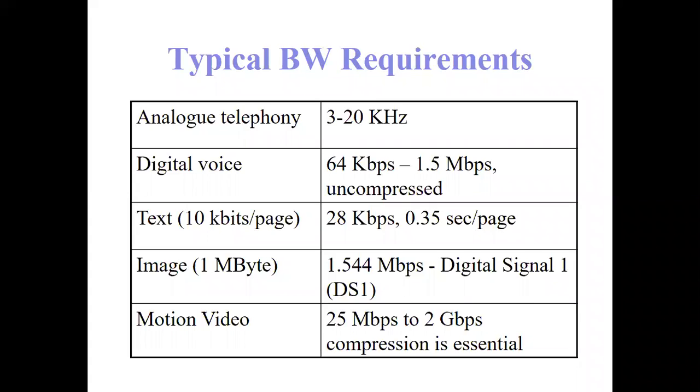Digital signal 1, DS1. Then we have motion video, which is 25 megabits per second to 2 Gbps. Compression is essential because it's too large, you have to compress. Video, you have to compress. If you are sending a video over the internet, some things can't even go if it's too large.